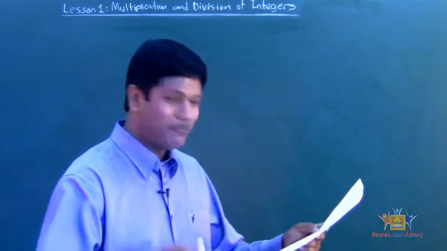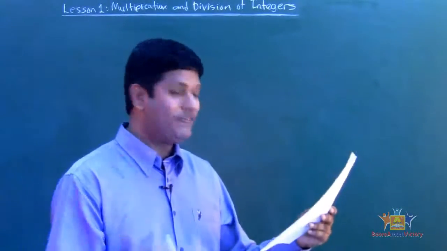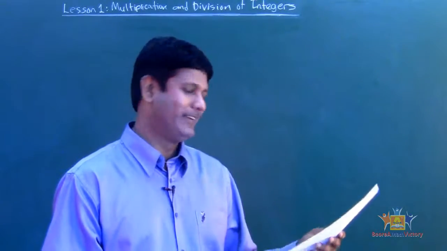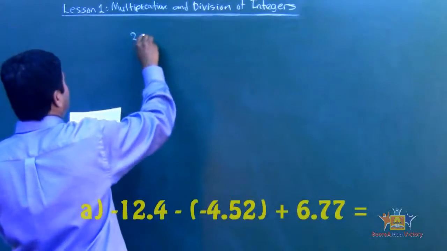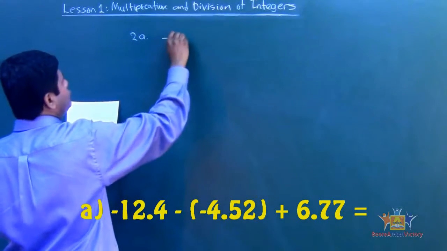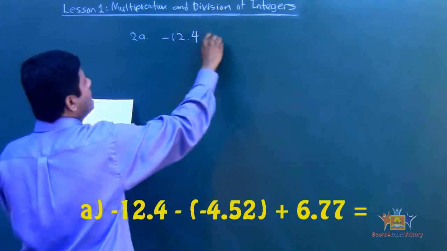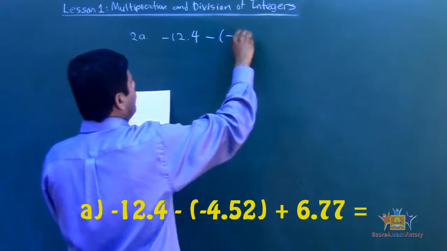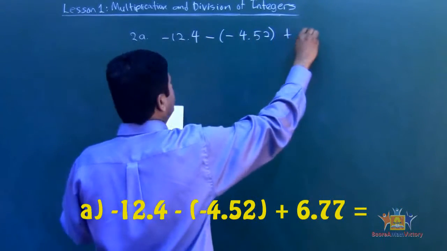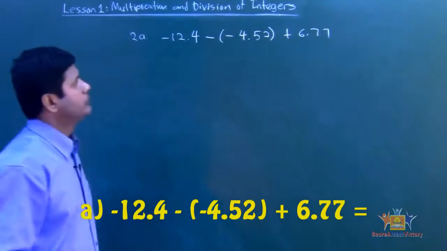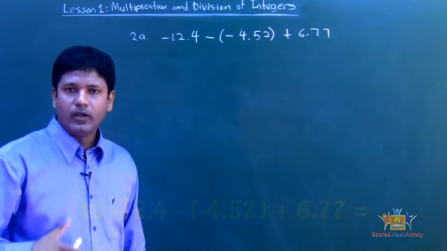Alright, my dear student, problem number 2, evaluate. Are you ready for that one? Alright, let's do it. Problem 2A gives you negative 12.4 minus negative 4.52 plus 6.77. So when you have a problem like this, how do you do it?